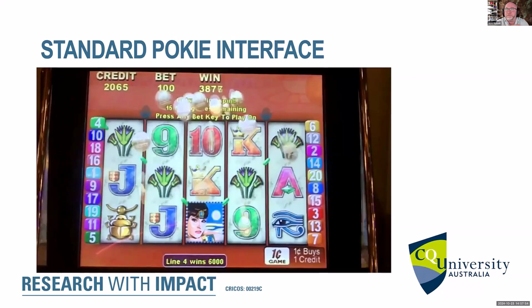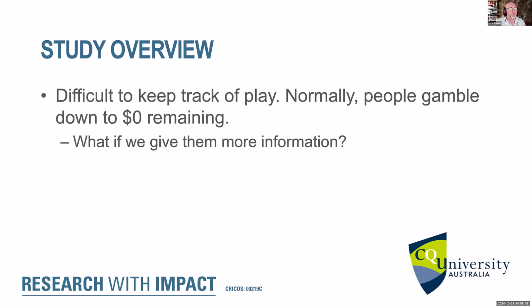And typically there's very little information on the screen: how many credits you've got, what you're about to bet, and what you just won. People find it really hard to keep track of play because that's all the information you've got, and all your winnings are reinvested too. So we thought, what if we give them a bit more information? What happens to their play?